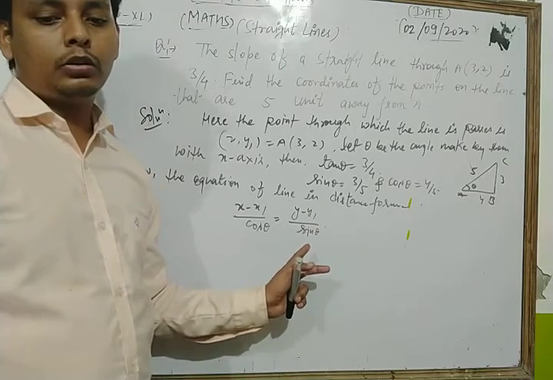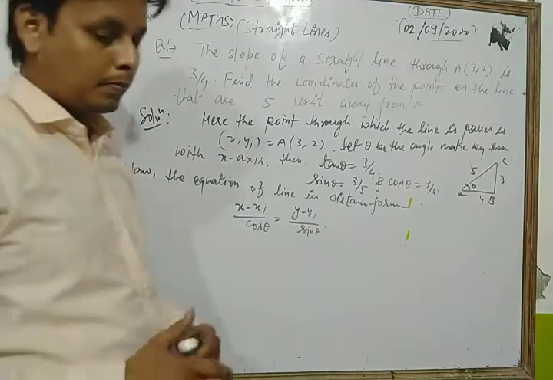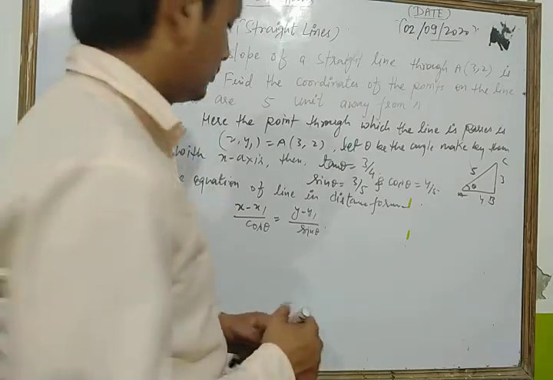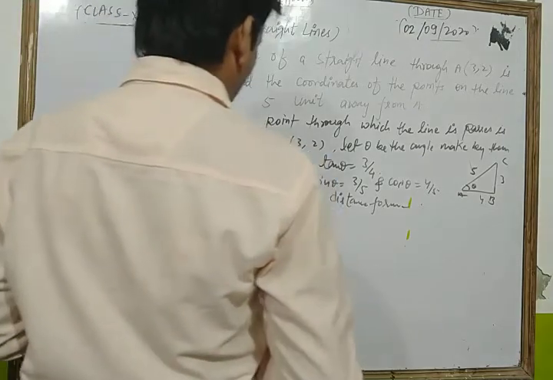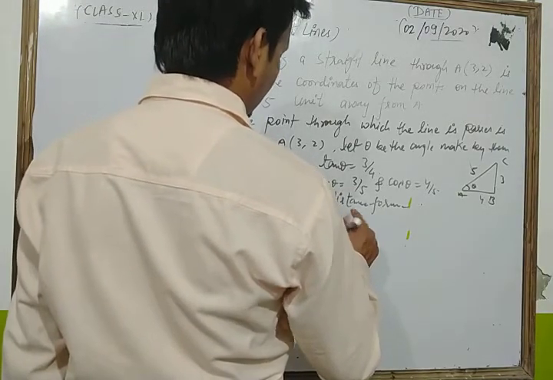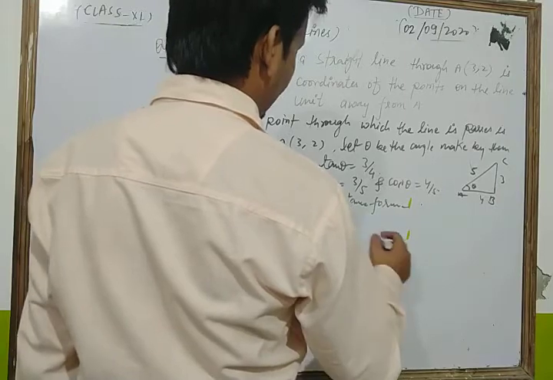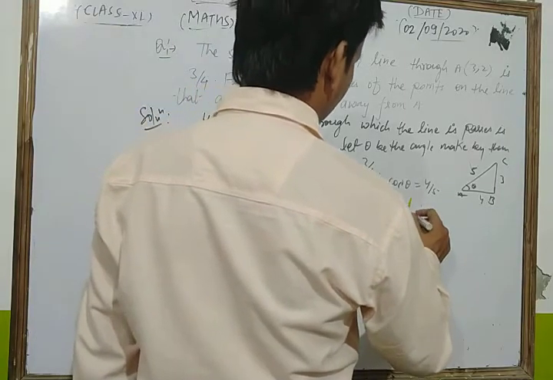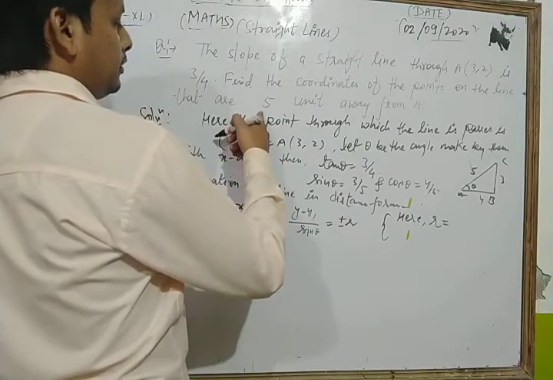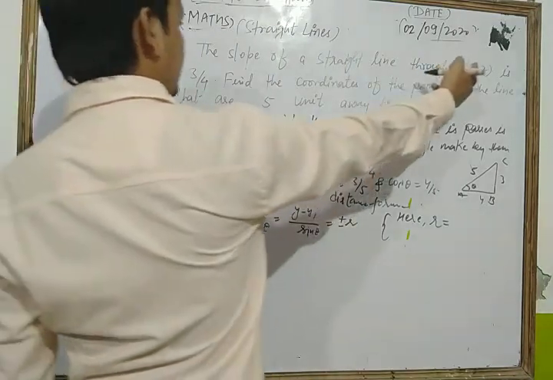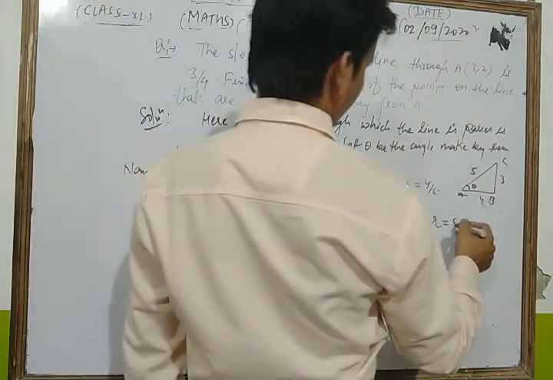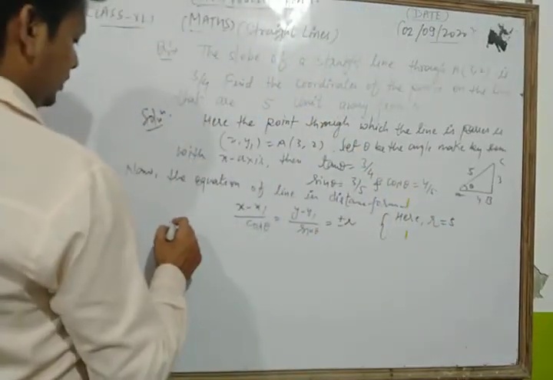Now we put this equal to plus minus r, and here r is given by the distance between the point A and the point (x, y), which is 5. Here r is equal to 5. So let's see, we put all the values.